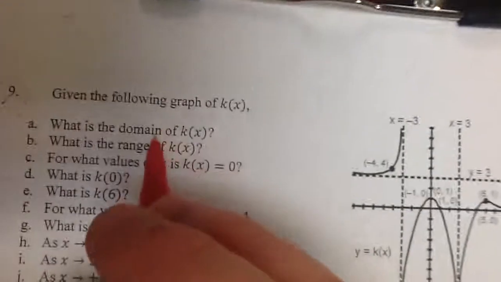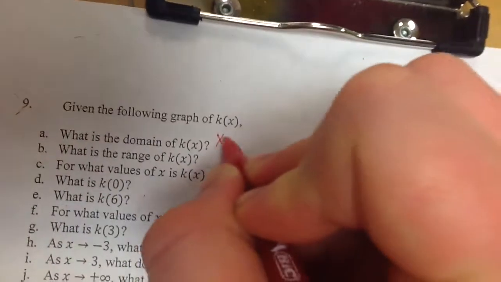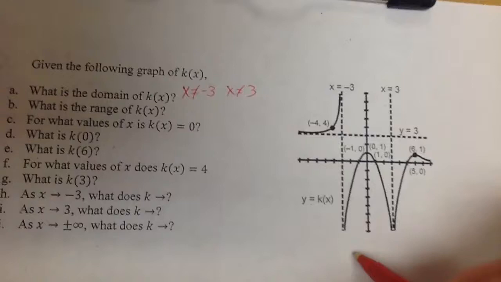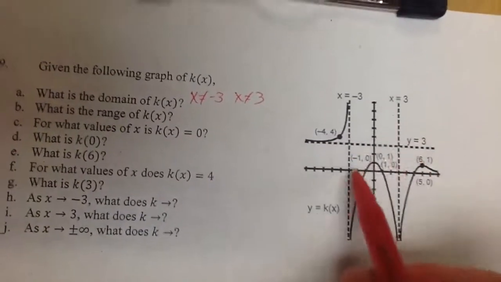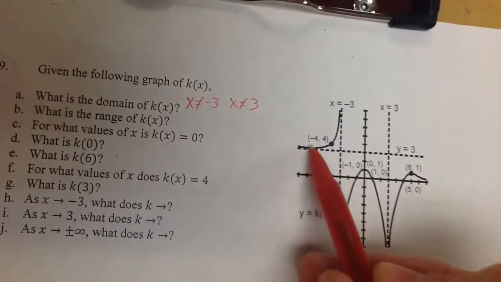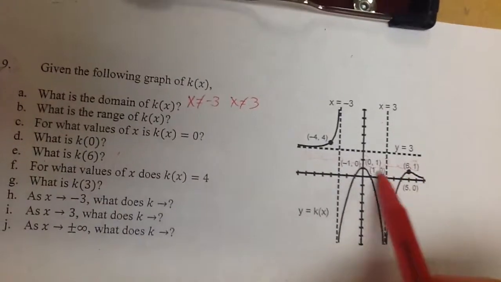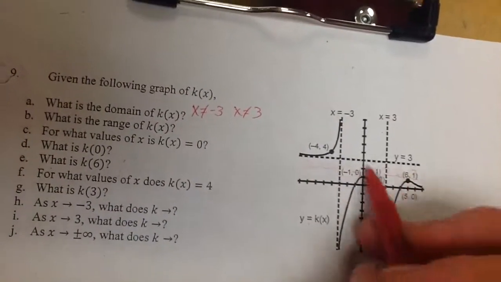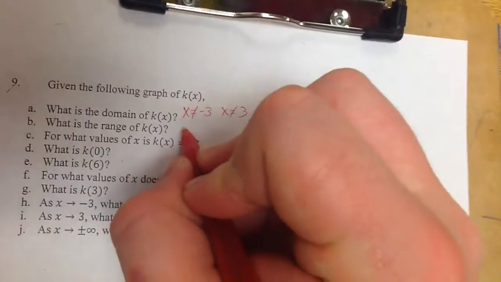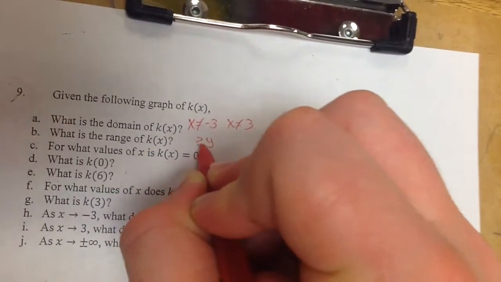But domain, x can't be negative 3 and x can't be 3. Range, let's see, it goes down forever. Looks like it might be all real numbers. No, this was the one where there's like nothing in here. Like that goes down, but in this little region, there's nothing. Looks like it comes up to 1. So y could be anything less than or equal to 1.